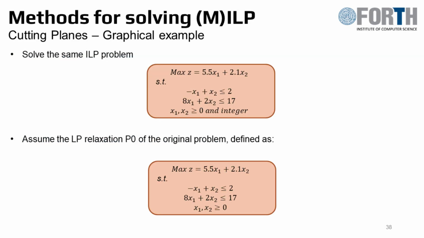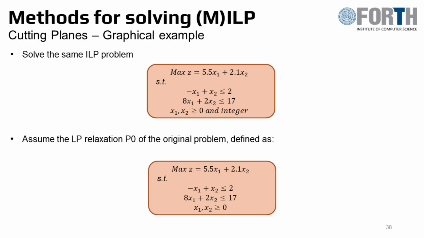To make the idea more concrete, we return to the same integer linear program used in the branch and bound example. We maximize z equals 5.5 x1 plus 2.1 x2, subject to minus x1 plus x2 less than or equal to 2, 8x1 plus 2x2 less than or equal to 17, and x1 and x2 are non-negative integers.